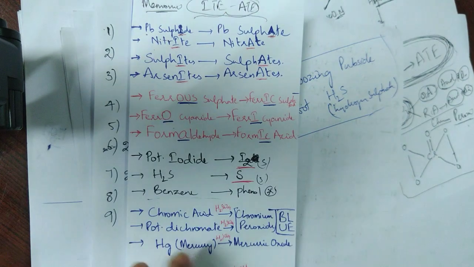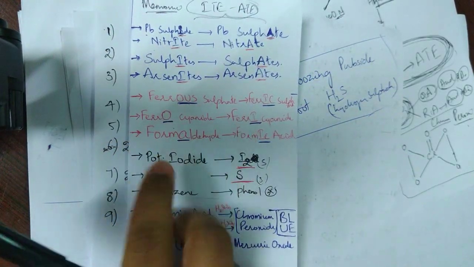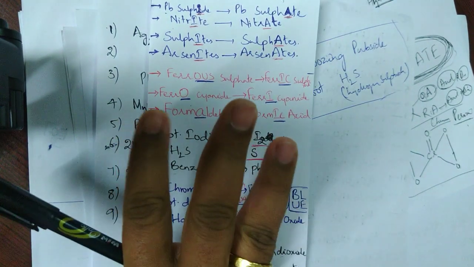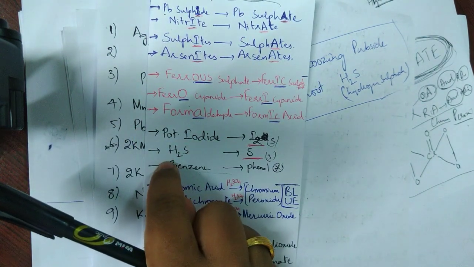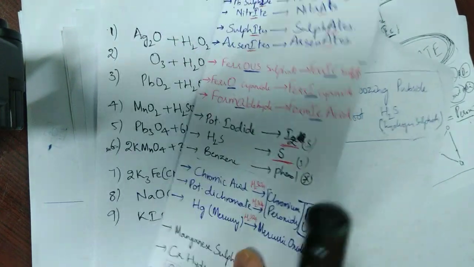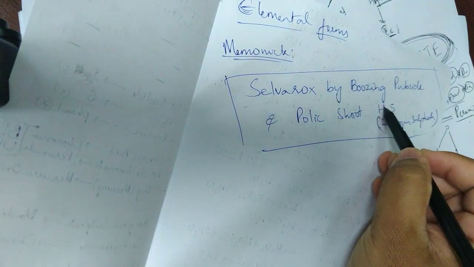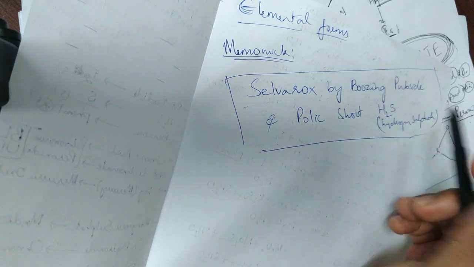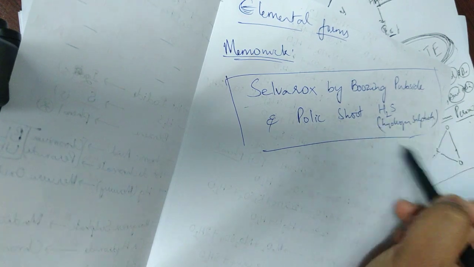I have categorized all the reactions into 4 categories. Reactions forming acids, reactions forming the ic form, and 3 reactions that give the elemental form, like potassium iodide. For this also I have a mnemonic. Actually it is not sounding so funny, so I am not using it. Selva rocks by boozing pub side, and police shoot hydrogen sulfide. Pub side, boozing is nothing but drinking alcohol.